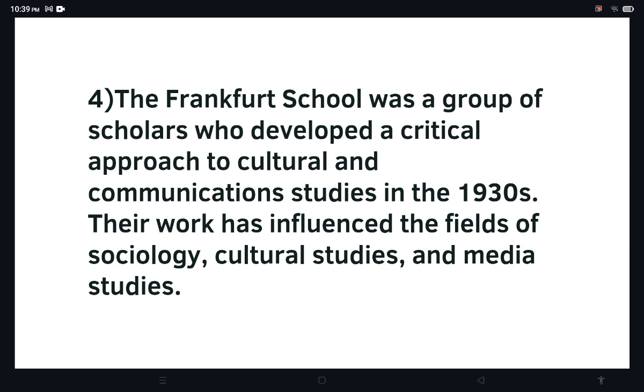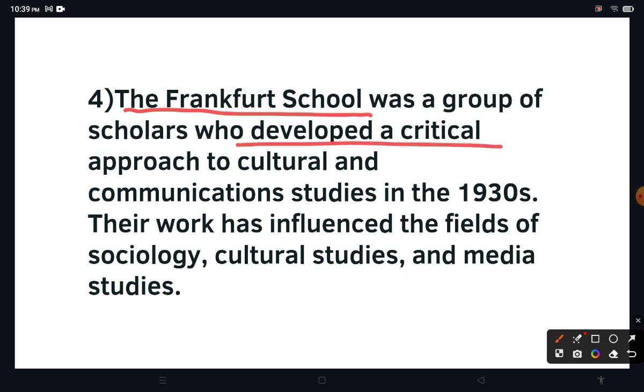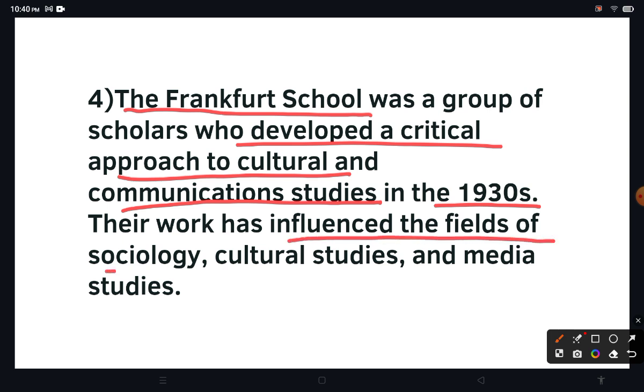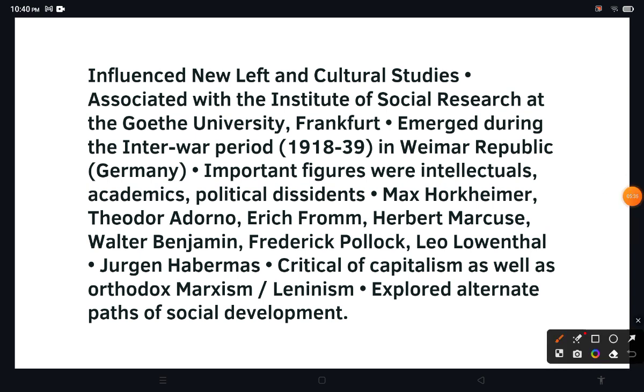Then our fourth point: what is the Frankfurt School? The Frankfurt School was a group of scholars who developed a critical approach to cultural and communication studies in the 1930s. Their work has influenced the field of sociology, cultural studies, and media studies. So they are the group of scholars who developed a critical approach to cultural and communication studies in the 1930s. That's important. Then let's know more about the Frankfurt School. This is very important.